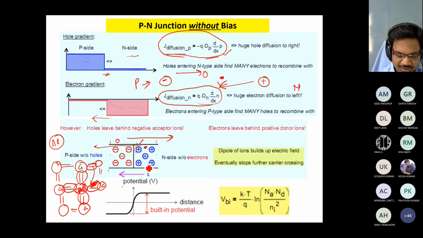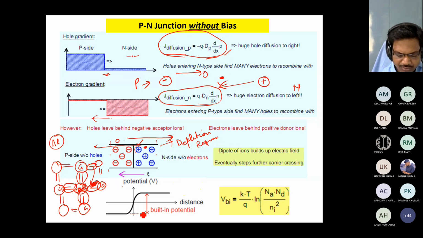This is what is called the space charge region, because within this space we are getting immobile ionized atoms, and also this region is depleted. The term is depleted, and that's why it is called the depletion region. This is what is called the depletion region.